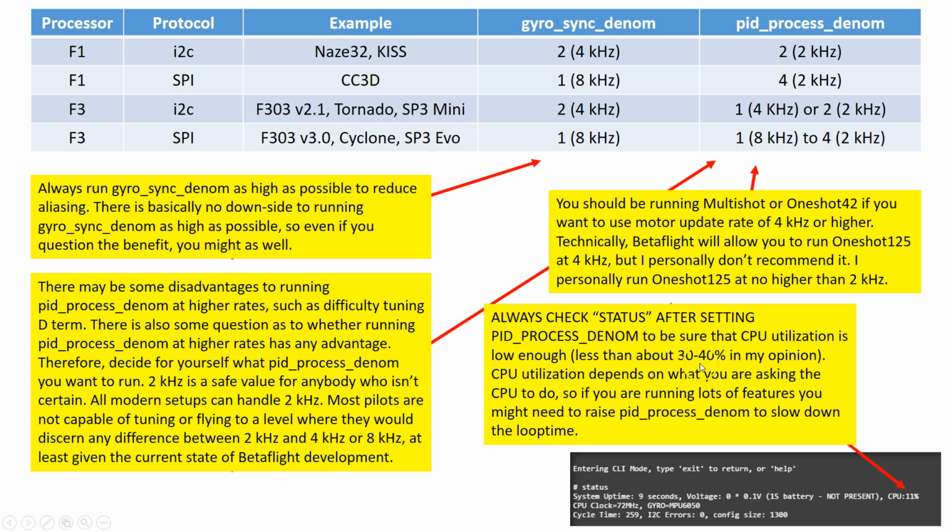If it's over about 30 to 40%, I think you need to go to a slower loop time. In other words, raise PID process denom. If you're at 4 kilohertz, go to 2 kilohertz. If you're at 2 kilohertz, go to 1 kilohertz, etc.